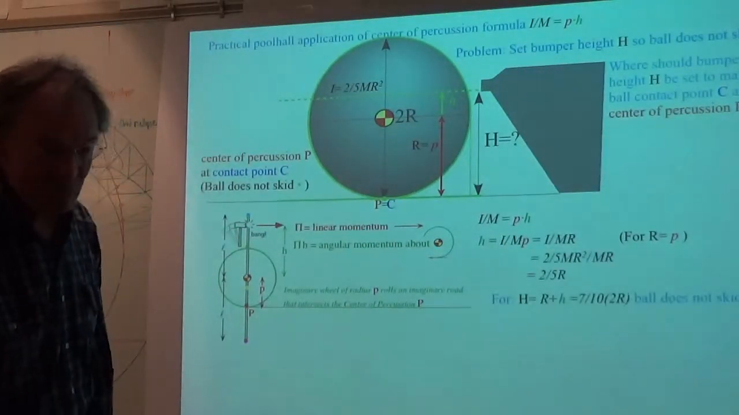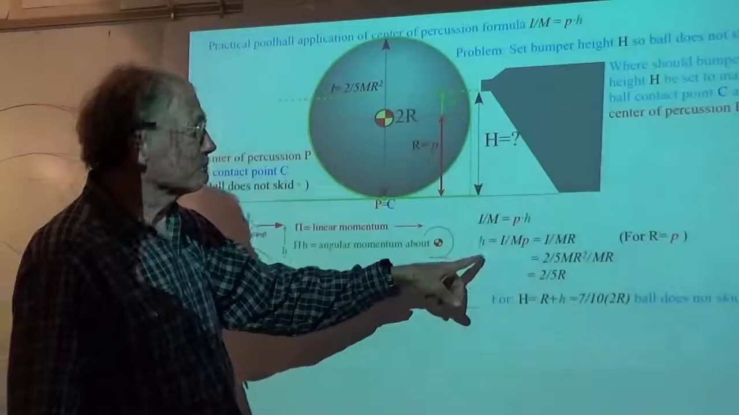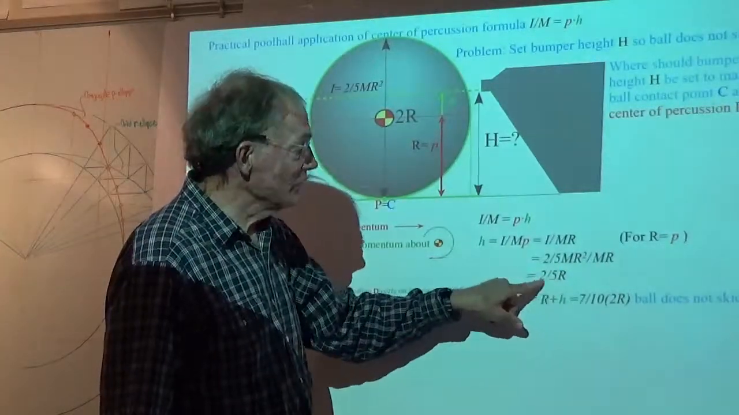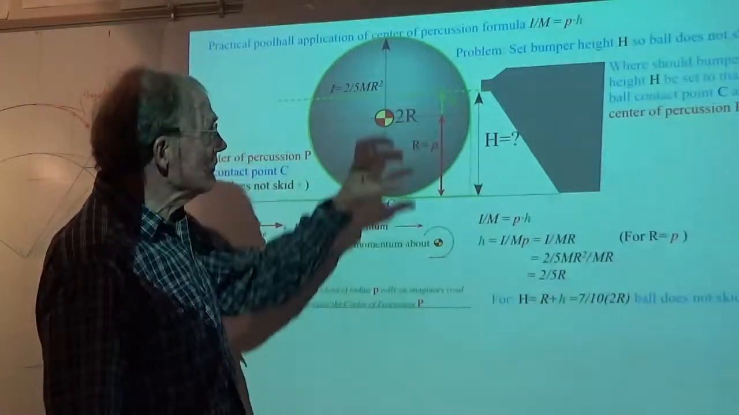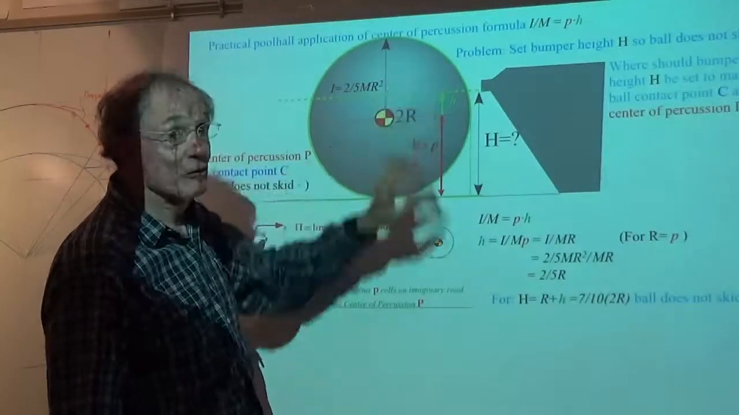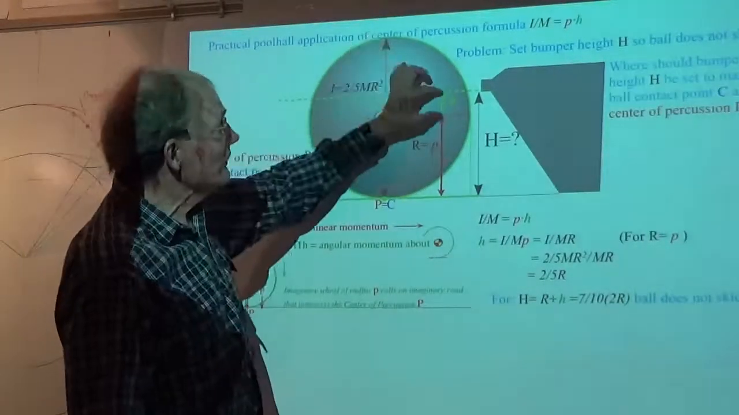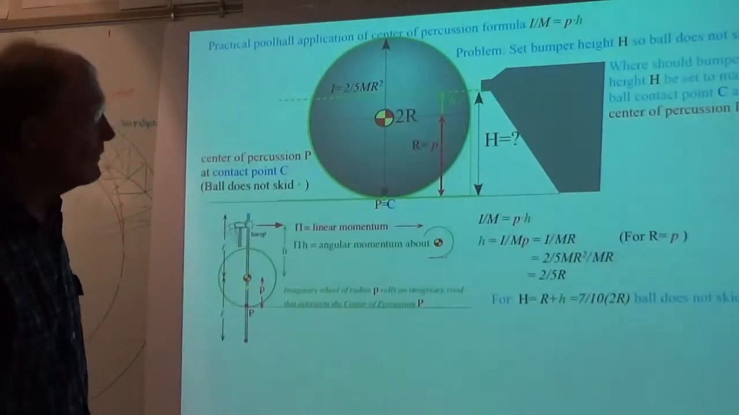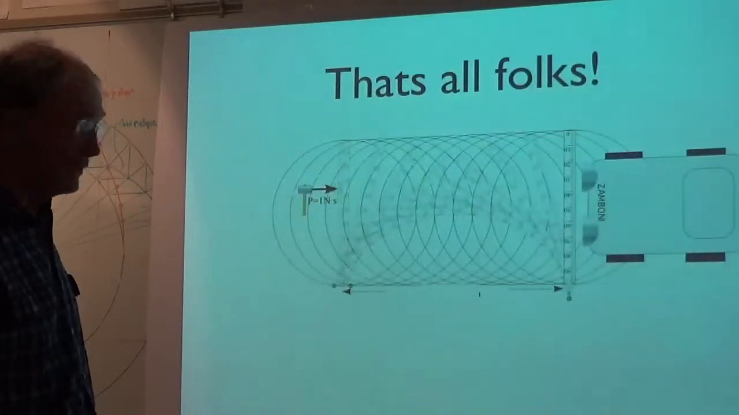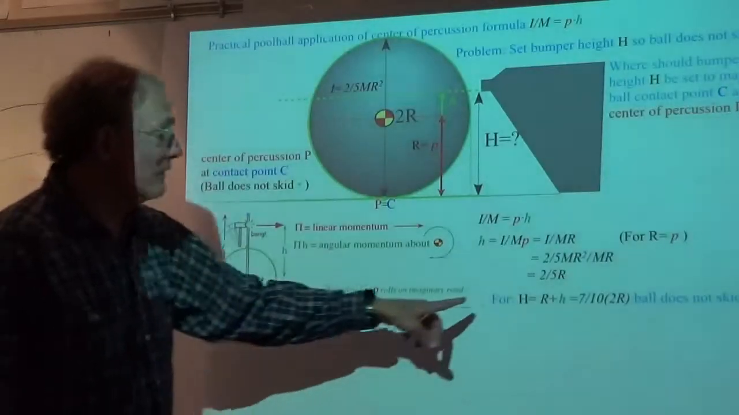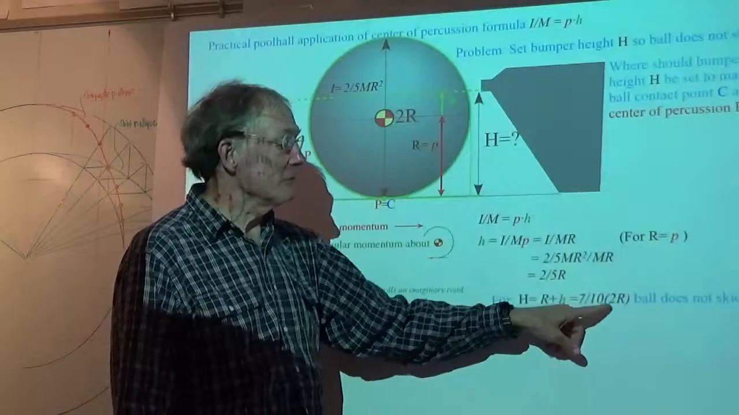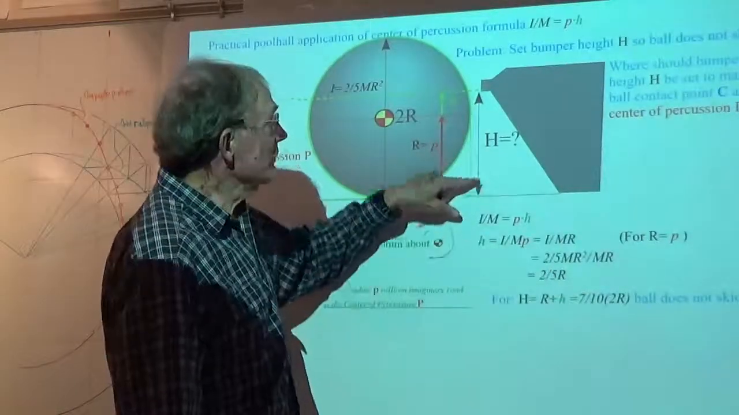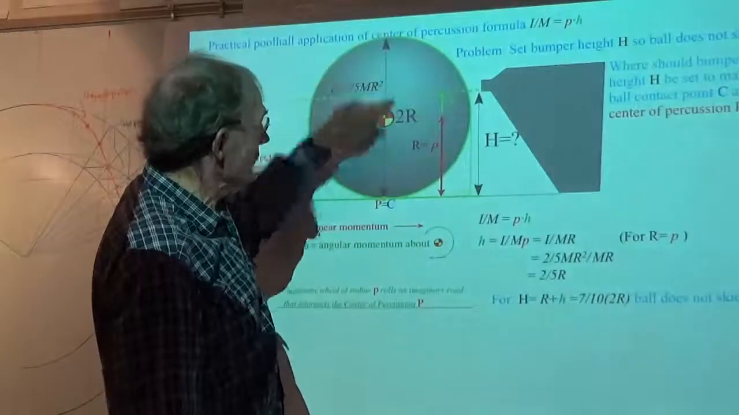Okay? So here's the answer. Okay? 2/5 MR squared over MR. It's 2/5 of R. That's how much I've got to get to H. 2/5 of R. There's R. There would be 2/5 of it. Okay? Well, it's 2/5 plus 5/5. That's the end of the thing. Here it is. R plus H is 7/10 of 2R. So this has to be 7/10 of this.